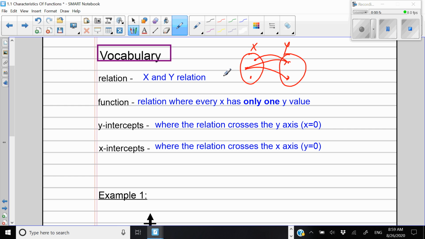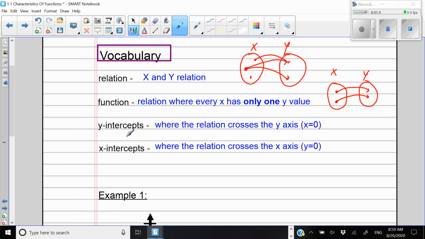That's called a relation. What is a function? A function is a relation where every x has only one y value. So you see, in this example, we have this element which is related to two different elements. But if we have a function, each element of x is related only to one element of y. So you see only one arrow going out from each element of x to y.